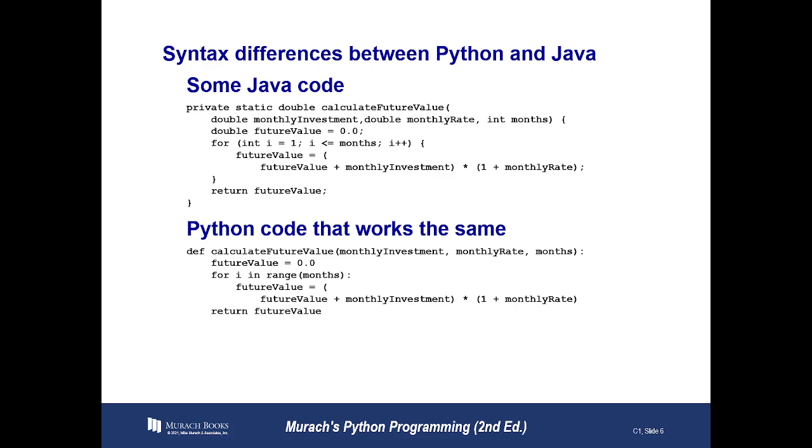This is not a Java video, but just to compare, we see how we have to do all those declarations. So that's the first two lines within that function: double, monthly investment, etc. And then there's a loop that will calculate the future value of an investment.